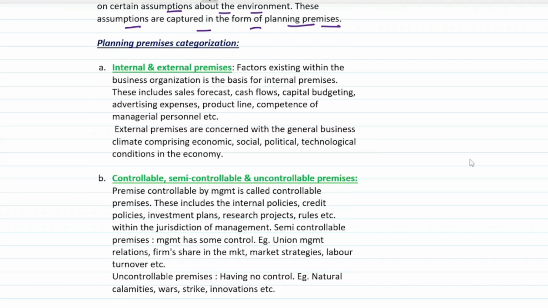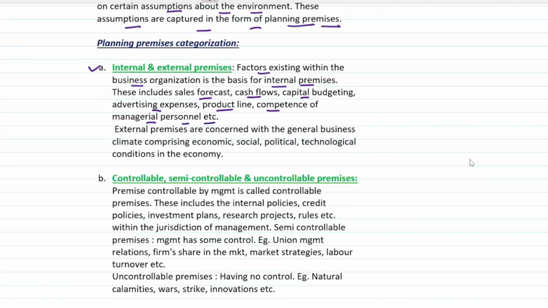The first one is based on certain assumptions about the environment. These assumptions are captured in the factors existing within the business organization. Any factor existing within the business organization is the basis of internal premises, right? Now what does this include? This includes sales forecast, cash flows, capital budgeting, advertising expenses, product line, competence of managerial personnel, right? So these exactly are the internal premises.